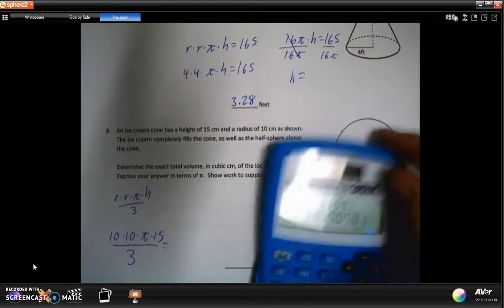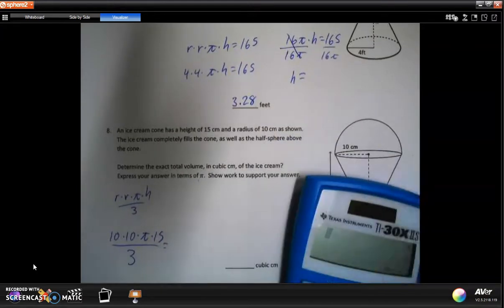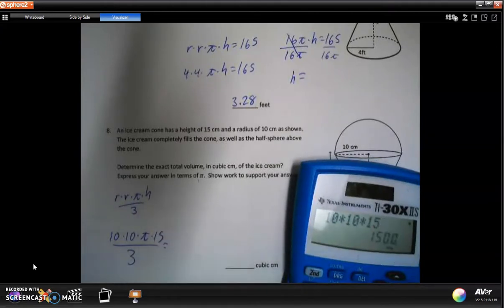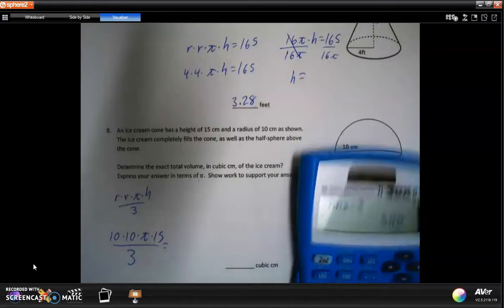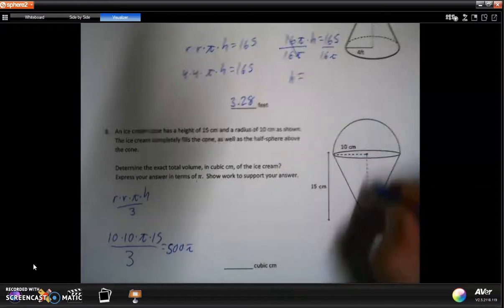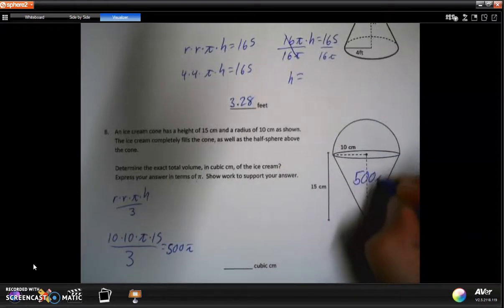So on the calculator, I'm typing 10 times 10 times 15. Remember, I'm leaving pi alone because it's in terms of pi. Divided by 3, we get 500 pi. 500 pi for the cone. So the cone is 500 pi.